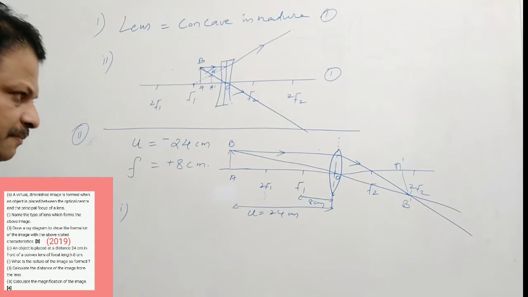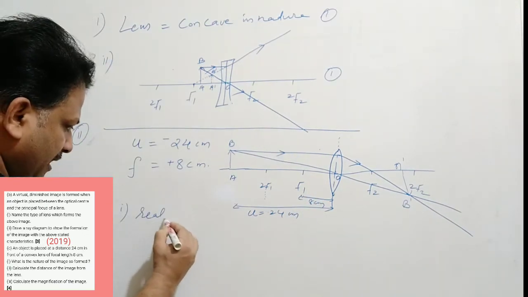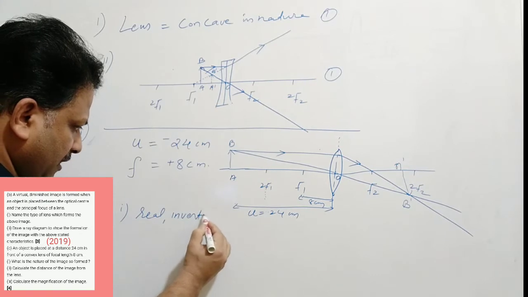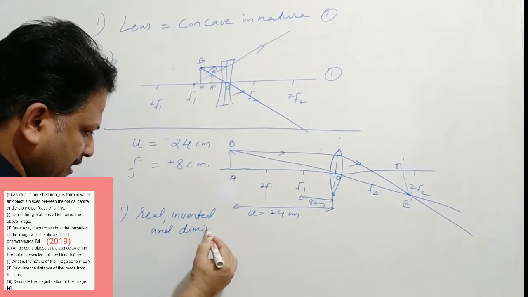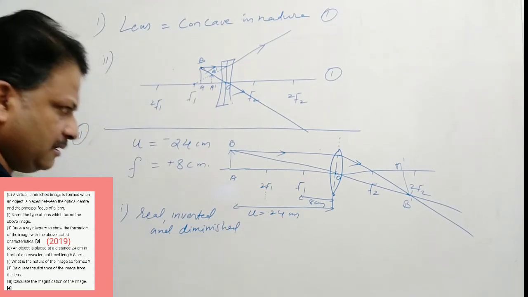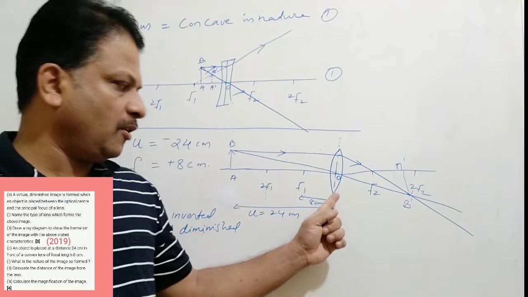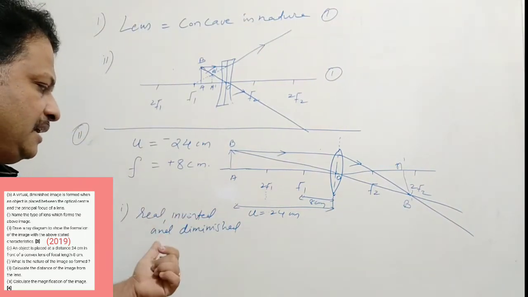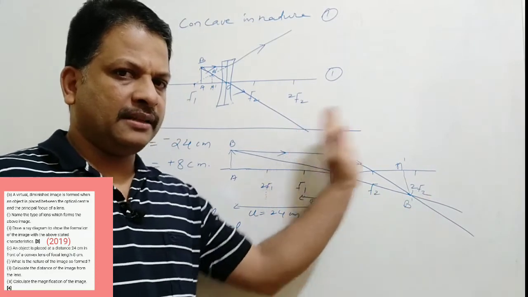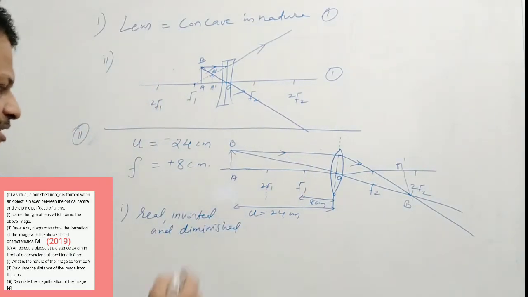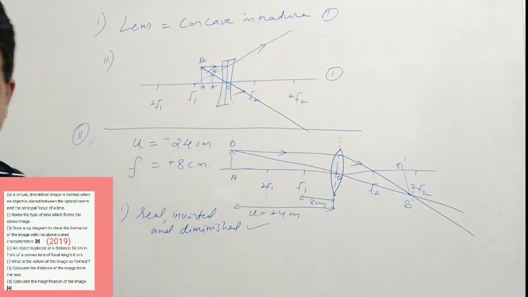So from the diagram we can clearly write the image is real, inverted and diminished. Clear? So for an object placed beyond 2f1, a convex lens forms a real, inverted and diminished image formed between f2 and 2f2 on the other side of the lens. So the first part is over. The nature of the image is real, inverted and diminished.